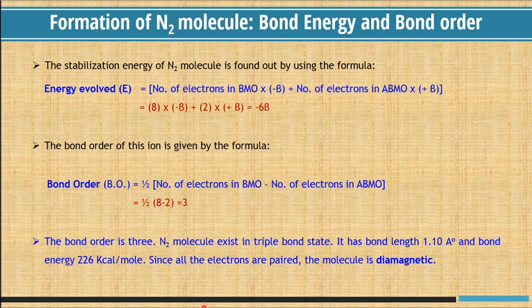Dear students, we have seen in this video the molecular orbital energy level diagrams for the formation of B2, C2 and N2 molecules. In the next part, we will consider the molecular orbital energy level diagram for the O2 molecule.